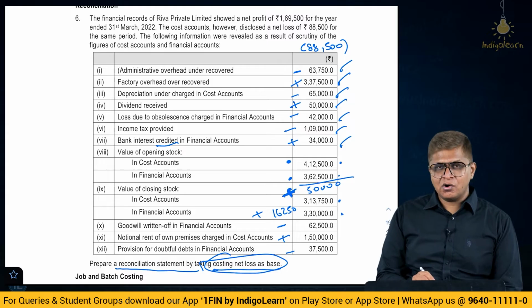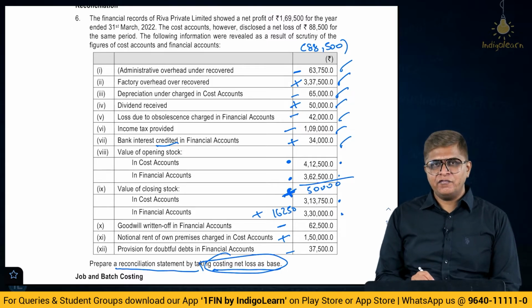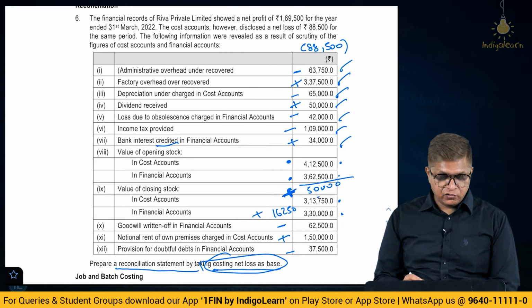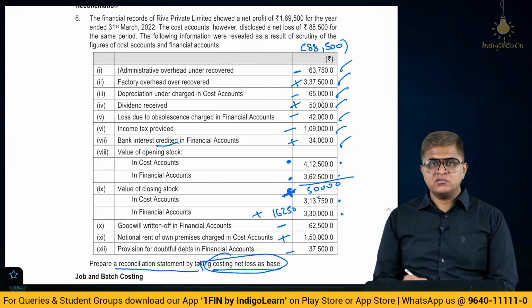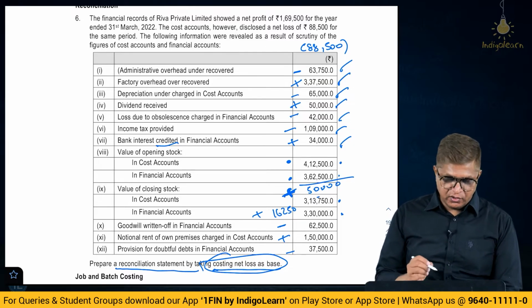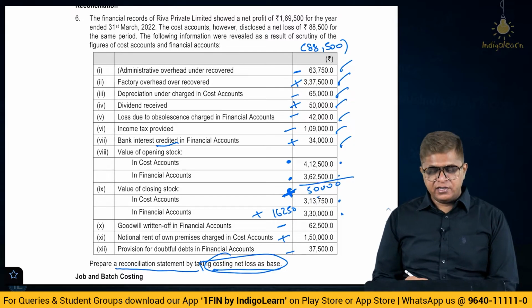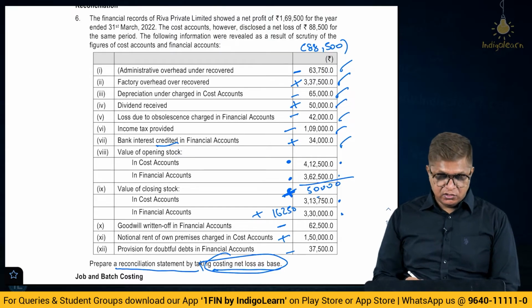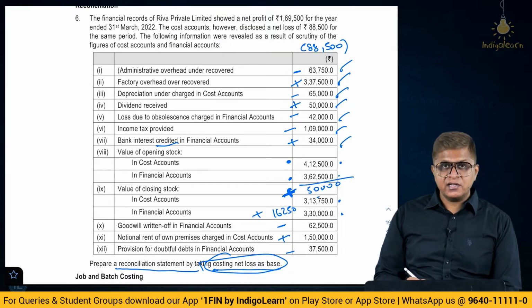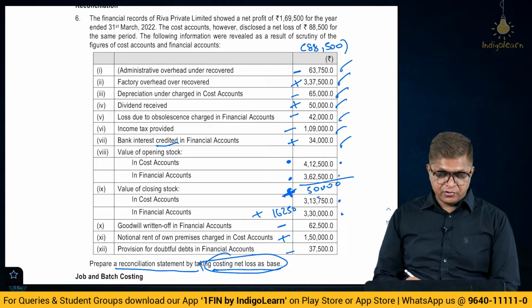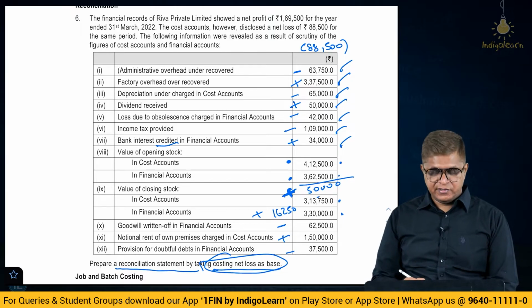Expenditure is more in cost accounts. So if we have to go to financial accounts, we have to add back, and value of closing stock in cost accounts is less, in financial accounts is more, it is in the nature of income, we need to add back. Goodwill written off only in financial accounts, we need to reduce. Notional rent charged only in cost accounts, add back. Provision for doubtful debts only in financial accounts, we need to reduce.